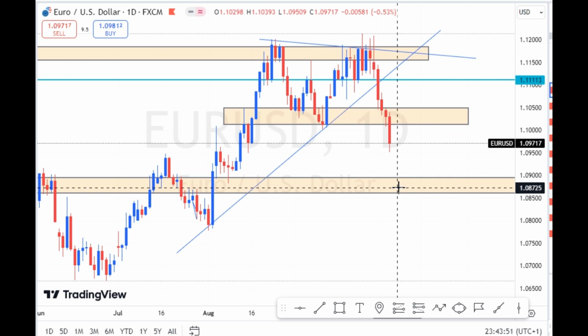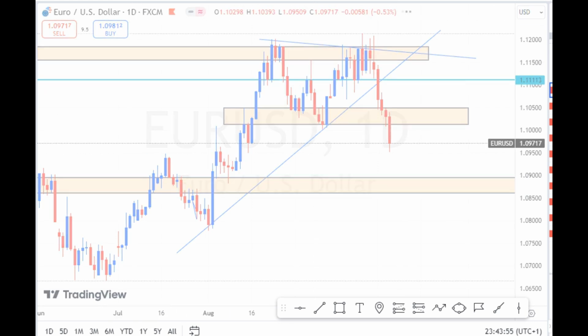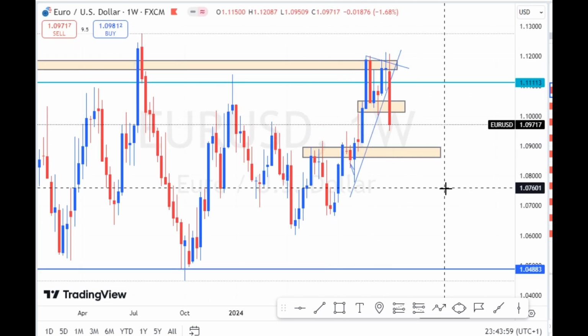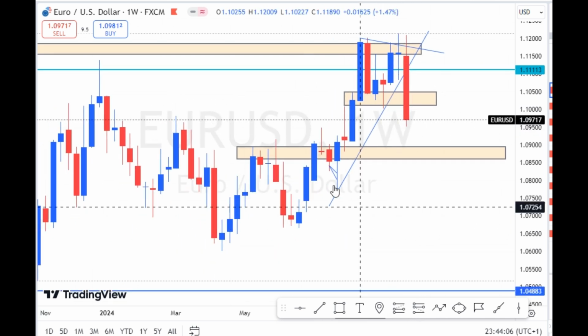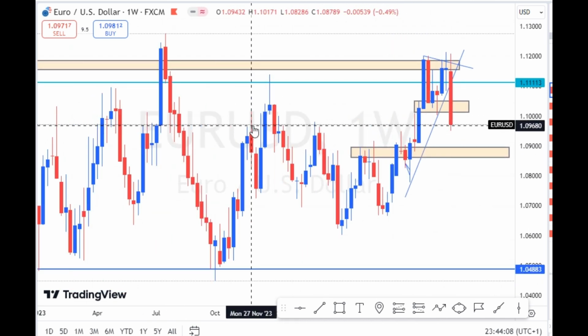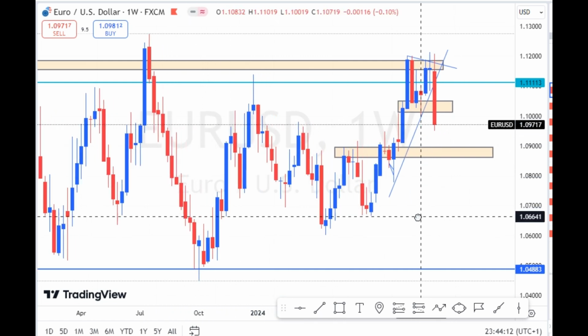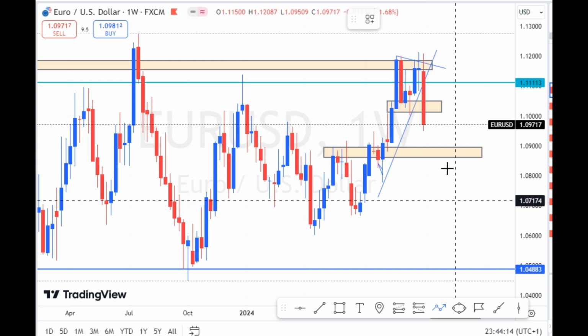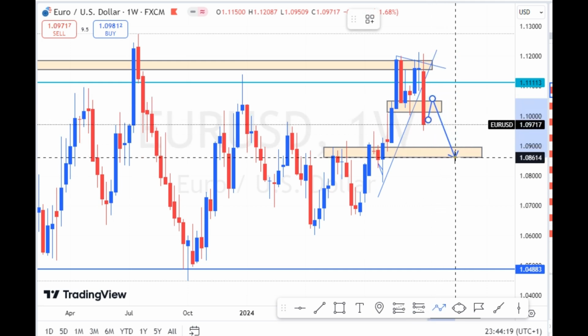So let's go to the weekly chart of the EURUSD. On my weekly chart, you can see that price has also converted a support into a resistance. So what we are expecting for the EURUSD now, so long as price converts this support into a resistance, is a retest back to this resistance level before we look at our selling opportunity in this area.